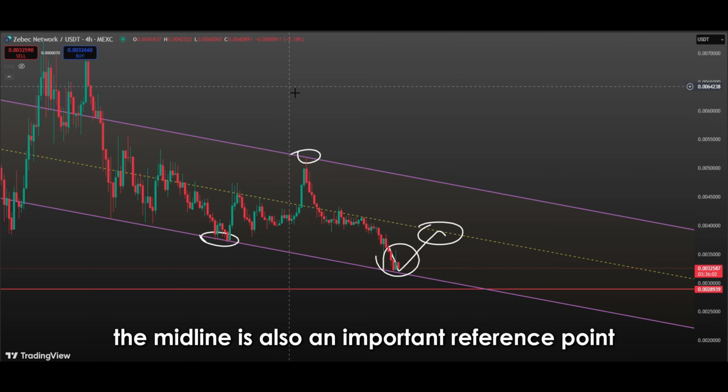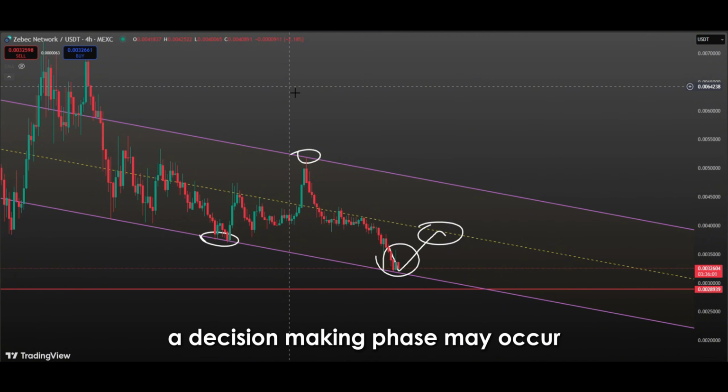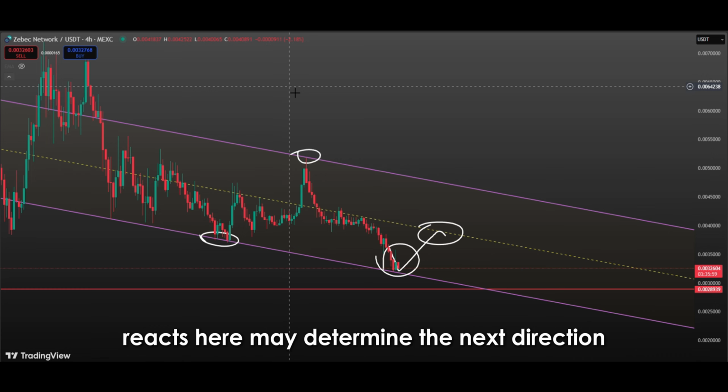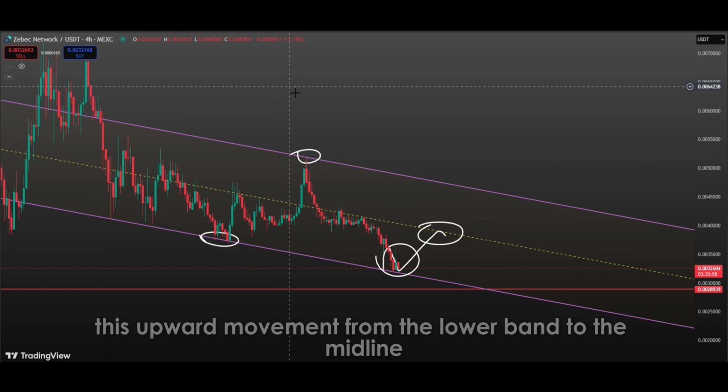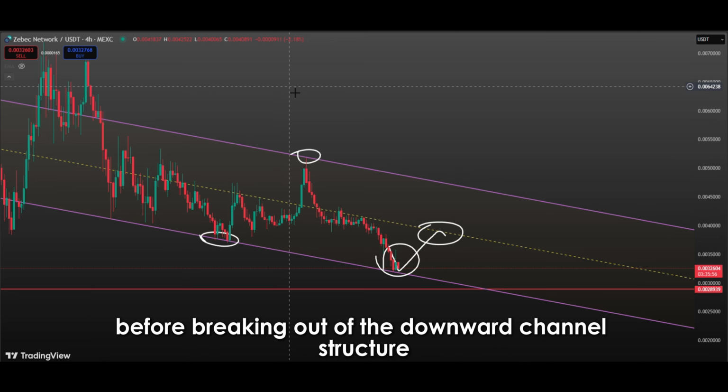The midline is also an important reference point in terms of market equilibrium. When the price reaches this level, a decision-making phase may occur. Investors see this as a key resistance level, and how the price reacts here may determine the next direction. However, this upward movement from the lower band to the midline is viewed technically as the healthiest bullish attempt before breaking out of the downward channel structure.